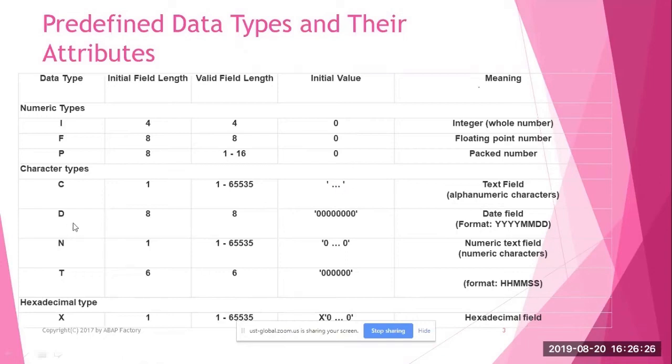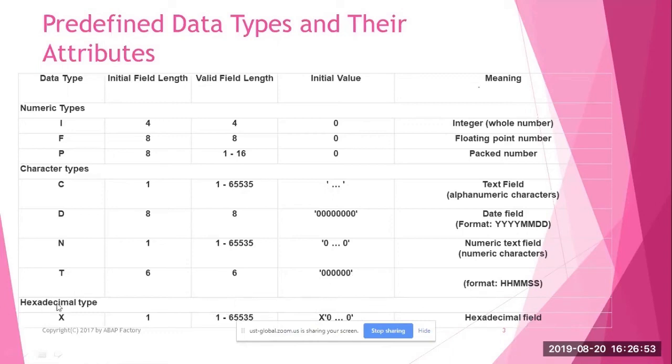Then date. Date will be 8 initial and fixed, and the initial value will be 8 zeros. And then numeric text, same as character C. And then time. Time is 6, initial also 6 and fixed, final also 6, and the initial value will be 6 zeros. Okay, and hexadecimal is the same.